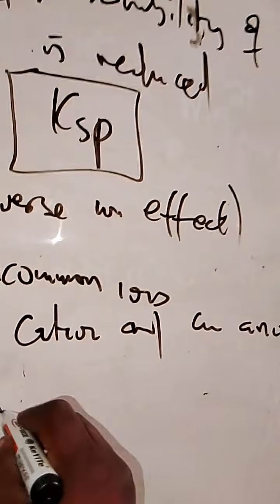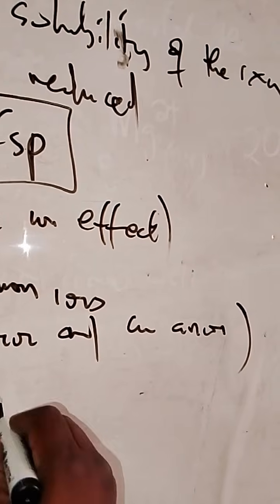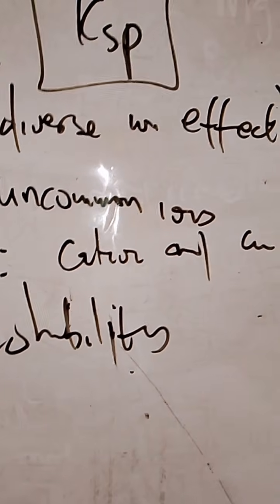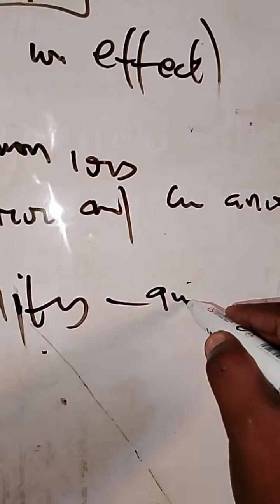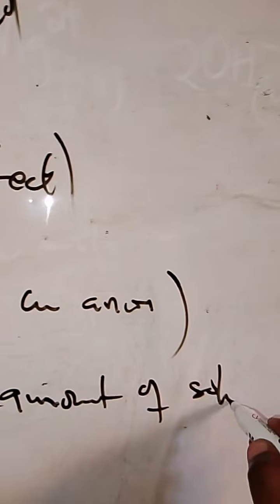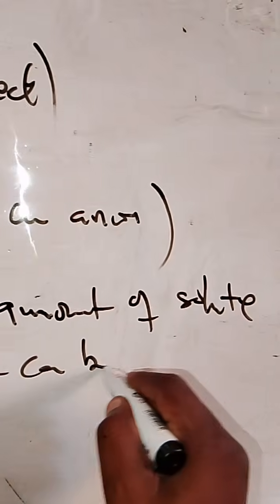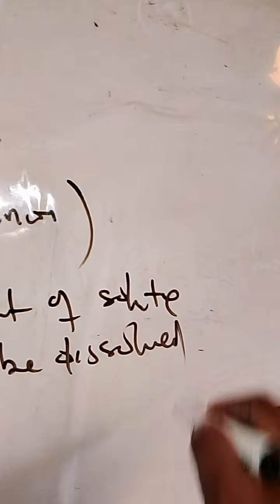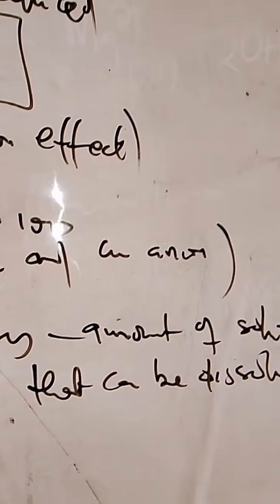Okay, so in conclusion, we can define solubility as the amount of solute that can be dissolved in a given amount of solvent.